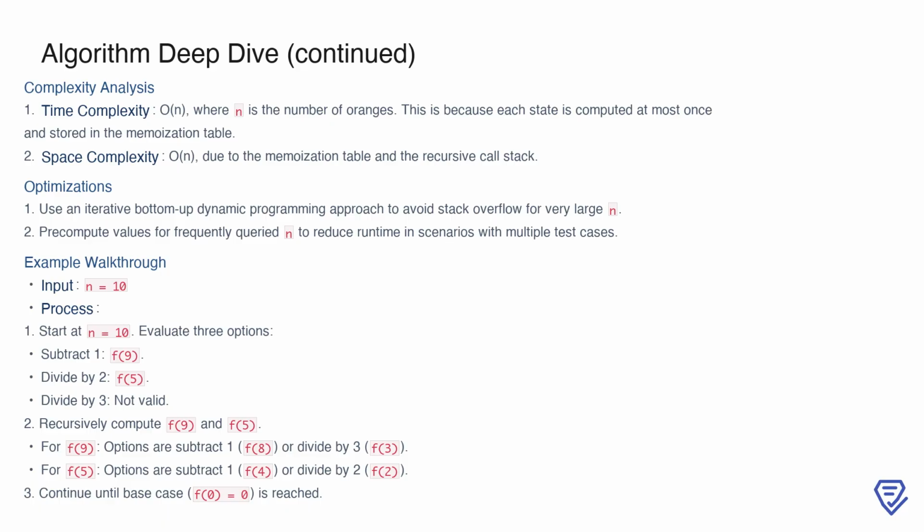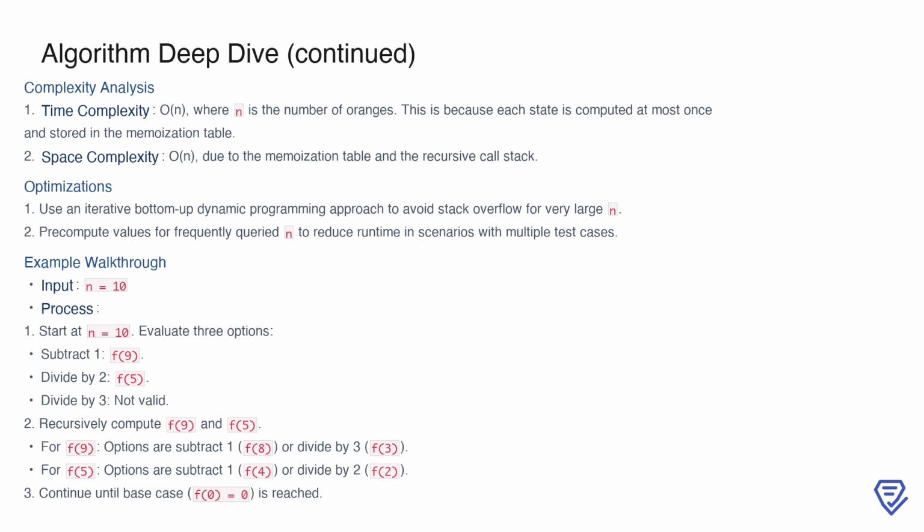There are some optimizations we can apply to further improve the solution. For example, we can use an iterative, bottom-up dynamic programming approach to avoid stack overflow when working with very large values of n. Another optimization is to pre-compute results for frequently queried values of n. This is especially useful in scenarios where the function is called multiple times with different inputs.